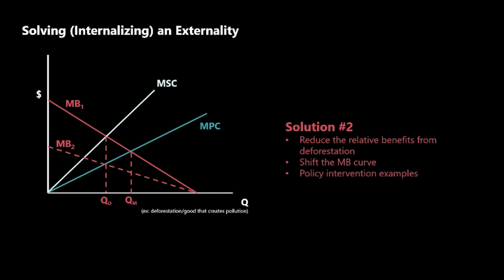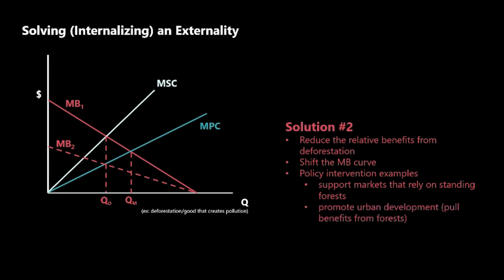So the policy intervention examples include support for markets that rely on standing forests. That means that we would create markets for goods that would be native and indigenous fruits and nuts and other things that could be grown within the forest, rather than relying on crops and cattle that rely on cleared forest. Another type of policy intervention that would fit in this category is promoting urban development. That is, pulling benefits from the forests and creating a labor force that is not reliant upon clearing of the forest.